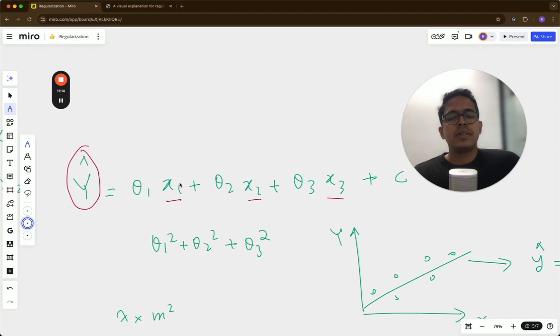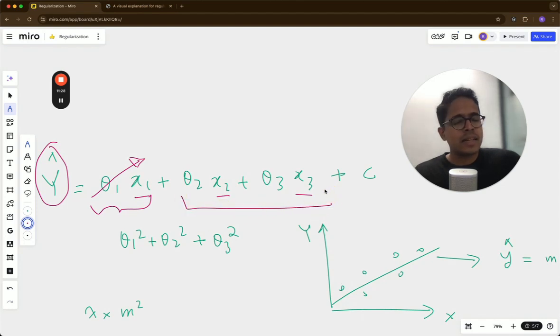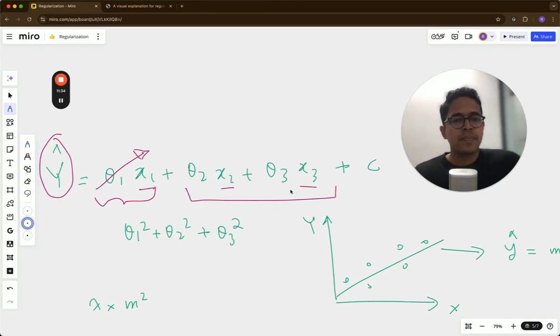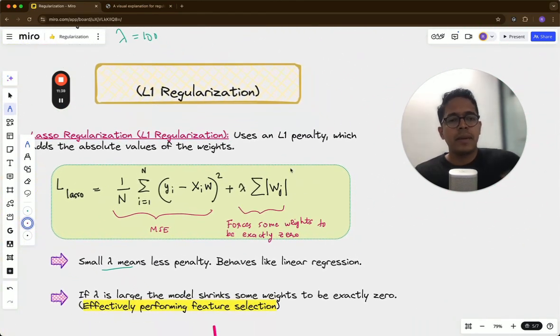Imagine the case when you shrink one of these model parameters to be exactly zero. So theta 1 equal to zero, which means it's as if you are effectively removing the first dimension from the data. So you are reducing the dimensionality of the data from 3 to 2. You are now only considering the second and third dimension. So if some of the model parameters are exactly assigned as zero, you are essentially performing feature selection, where you are saying features 2 and 3 are okay, but I don't want feature 1.